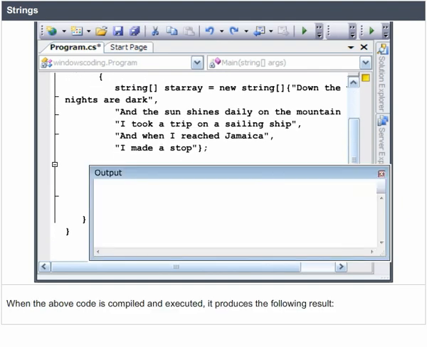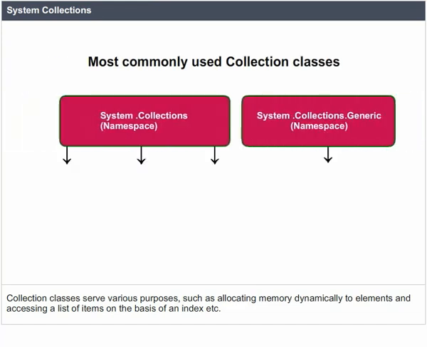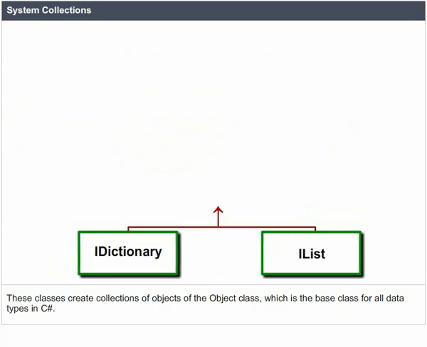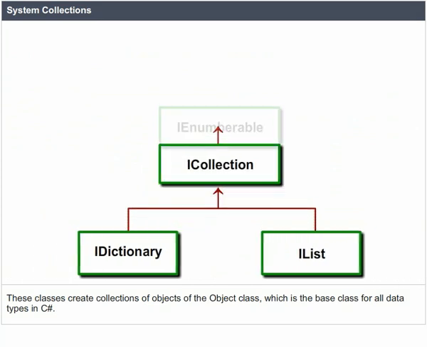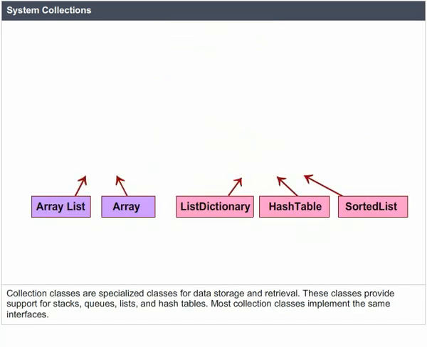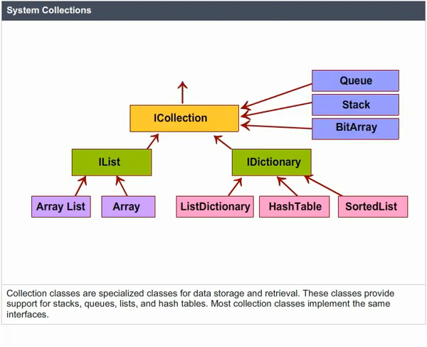System collections. Collection classes serve various purposes, such as allocating memory dynamically to elements and accessing a list of items on the basis of an index, etc. These classes create collections of objects of the Object class, which is the base class for all data types in C#. Collection classes are specialized classes for data storage and retrieval. These classes provide support for stacks, queues, lists, and hash tables. Most collection classes implement the same interfaces.